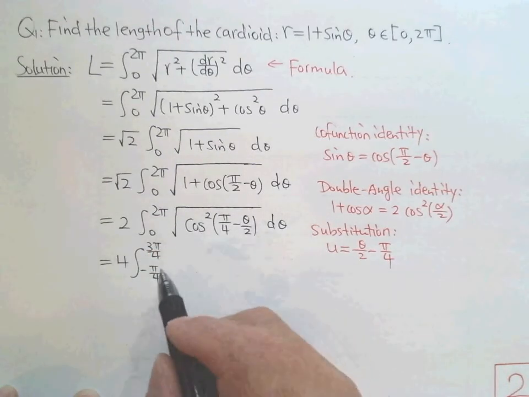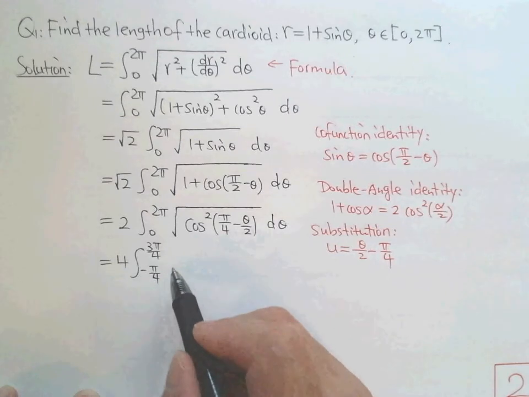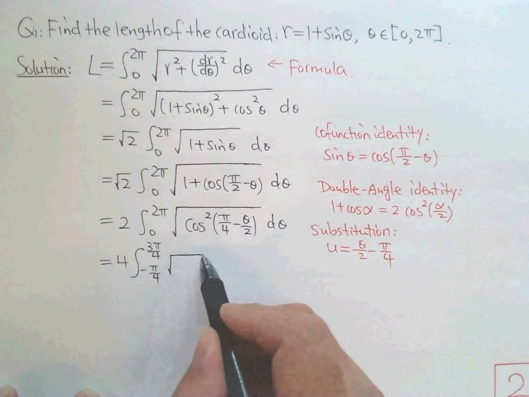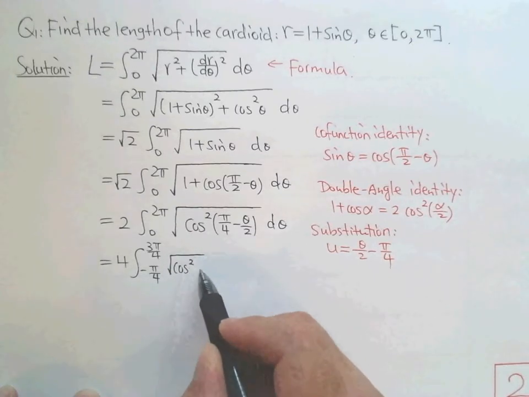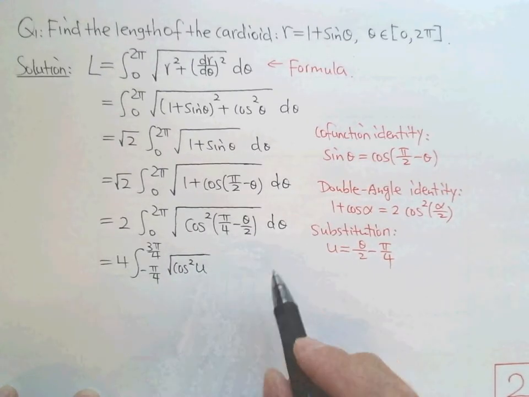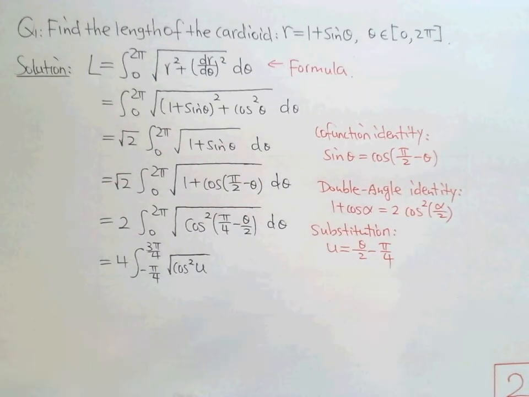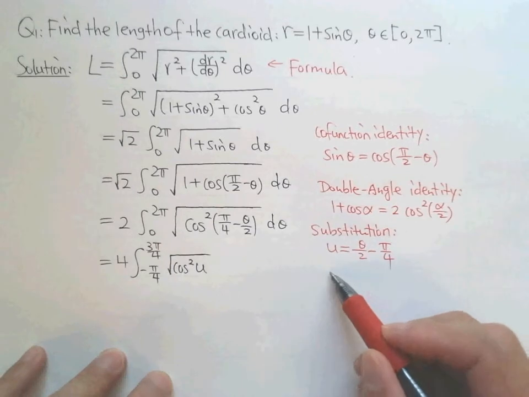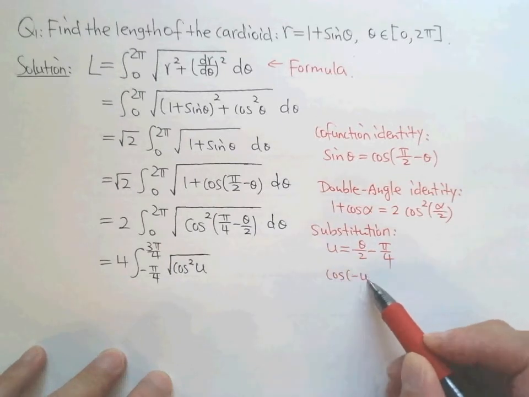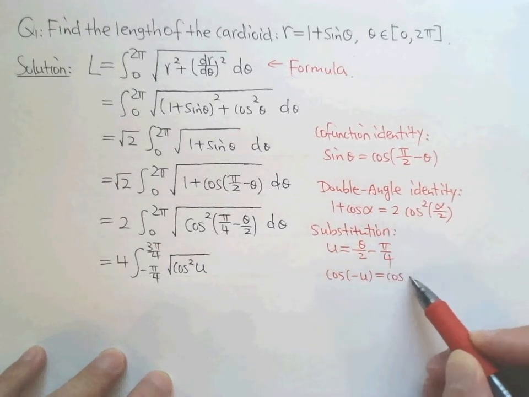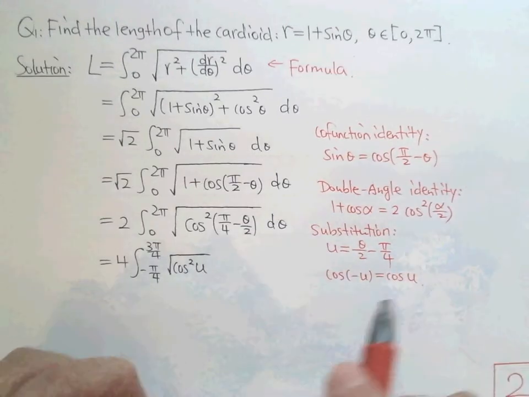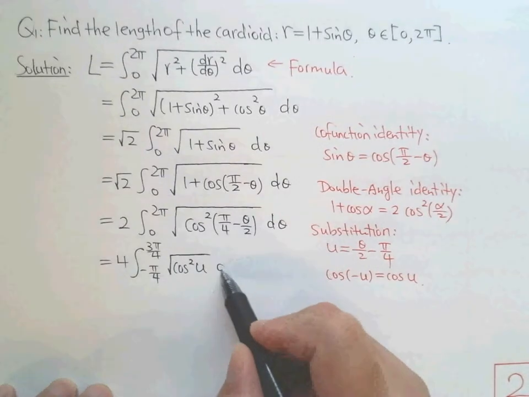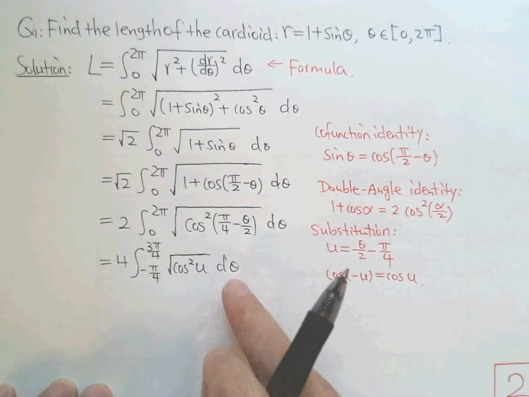So later we need to break this down into pieces, and then it is the square root of cosine square at u. Probably someone would say this is cosine of negative u, right? It's okay, no problem. We have cosine of negative u equals cosine u, because cosine is an even function, and then du. You plug the substitution in here.